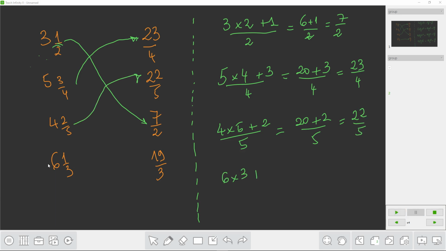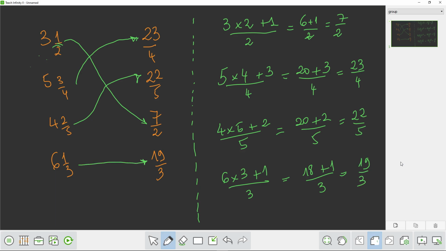Now the last one, it's 6 times 3 plus 1. Now 6 times 3 is 18 plus 1, over 3 again. Put back again the over 3. So it's 19 over 3. Okay, the last one, the match.